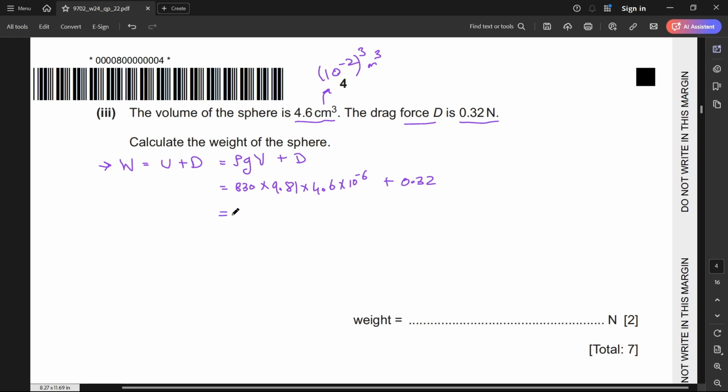and if I add this with 0.32, I am getting the value of 0.35745 dot dot dot newtons. And then with respect to two significant figures or two decimal places, it's going to be 0.36 newtons. So that is the final answer for part 3.